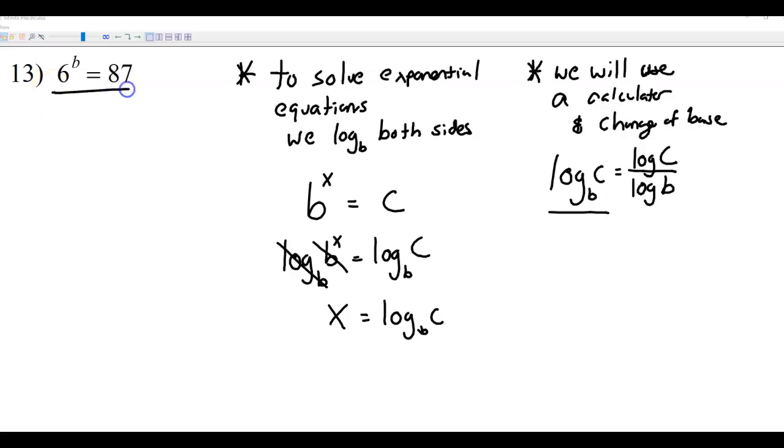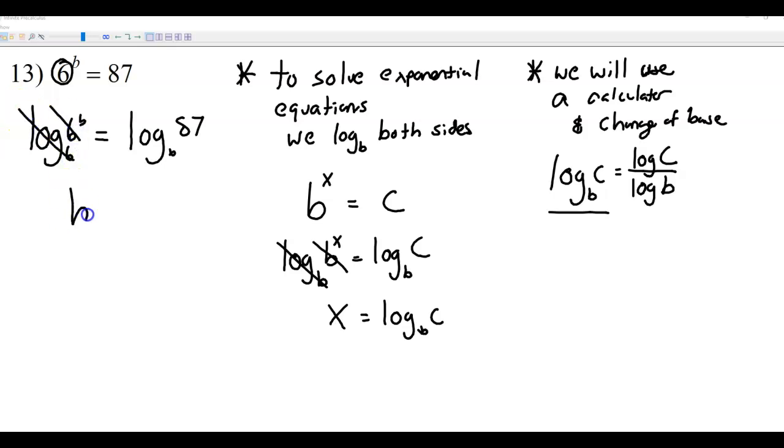So to begin, let's solve this. First of all, I'm going to log both sides. And when I log both sides, what base will I use? We're going to use a base of 6. So I just put a log on both sides with a base of 6. All right. Next, we use our log property, and these cancel out, and I've got b by itself. And so here's my answer, log base 6 of 87.